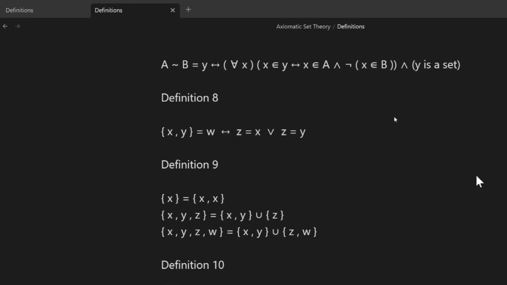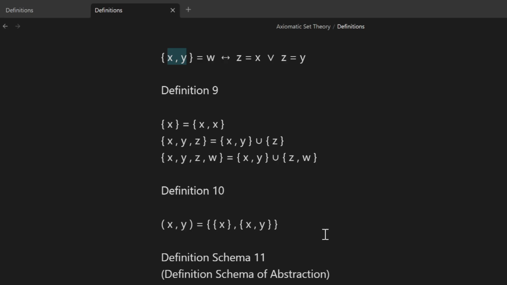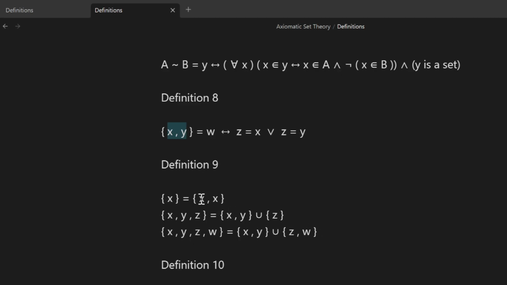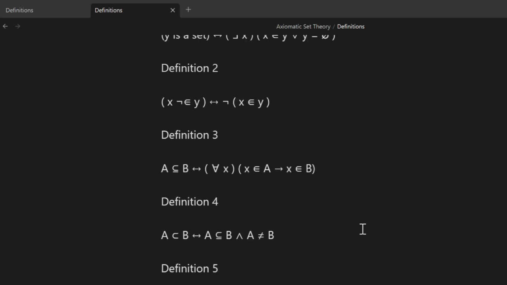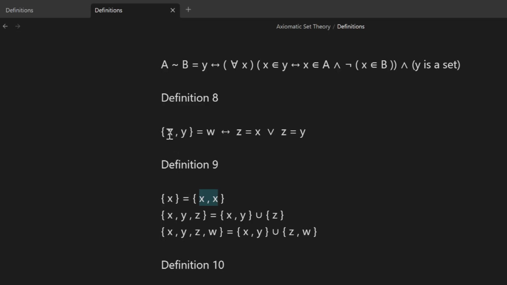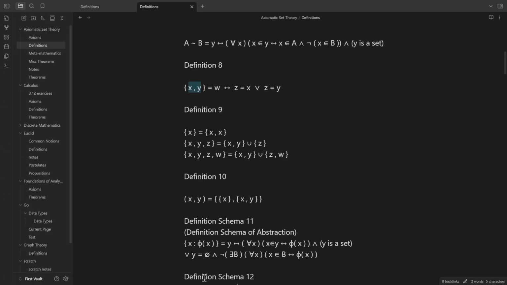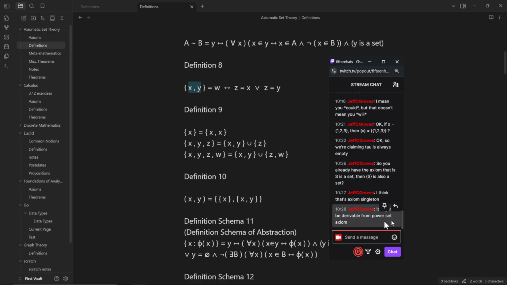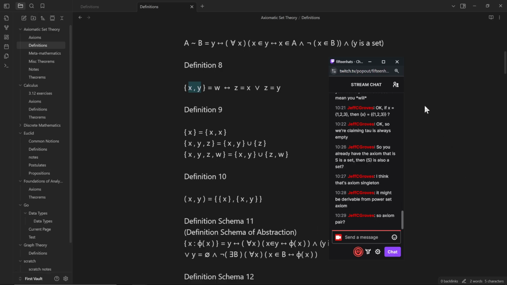Yeah, even in this collection, the only way we end up getting curly braces around sets is through this. There aren't any curly braces prior to this claim that there's some set containing its elements x and y. Might be derivable from the power set axiom. So axiom pair, yeah, the pairing axiom.